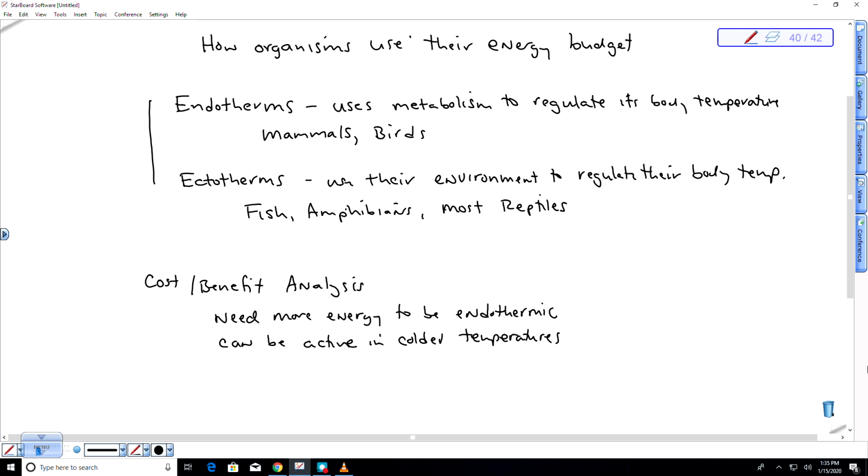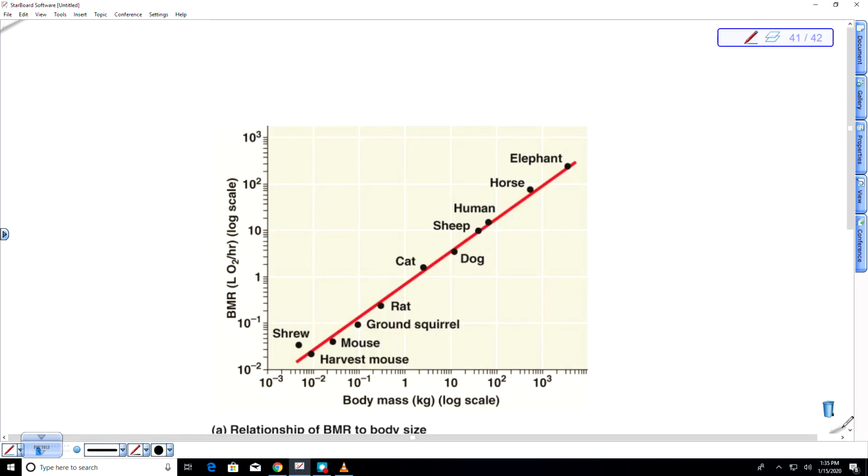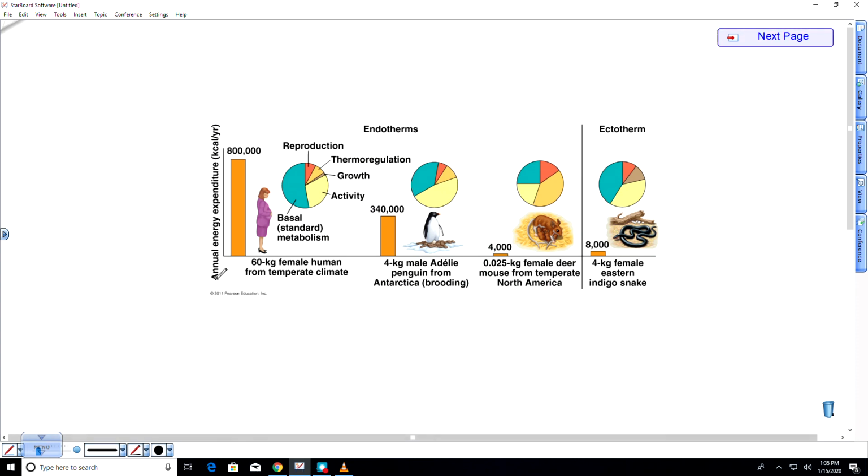If we look at some interesting diagrams of this, you can see the dramatic difference in the energy budgets of different organisms. This isn't the one I want to use, though. Okay, so this would be an endotherm. This is a human. She's also, I think, pregnant. So they put reproduction as a proportion of her energy budget.